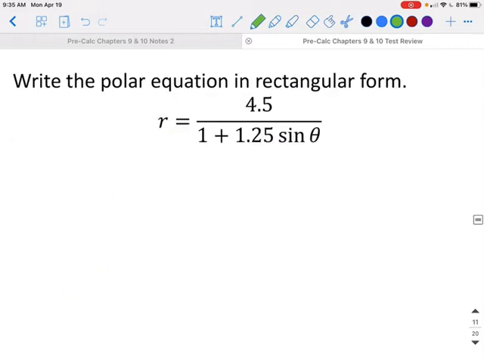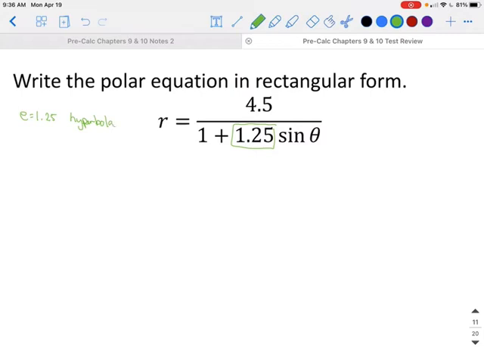Write the polar equation in rectangular form. So we're going to have to identify the eccentricity first and then determine what type of conic this will be. So remember, the eccentricity is going to be whatever is right in front of your sine or cosine. So our eccentricity is 1.25. Because it's greater than 1, we do know that it's going to be a hyperbola.